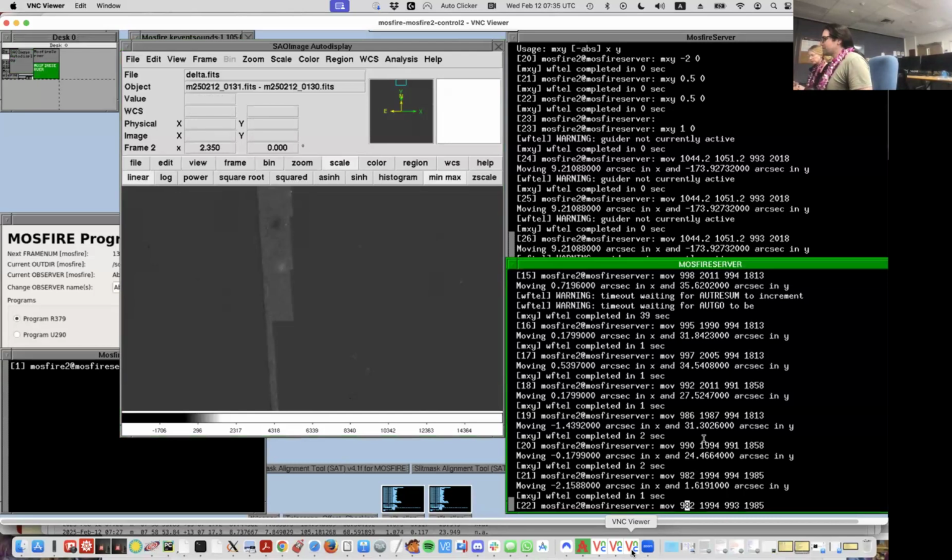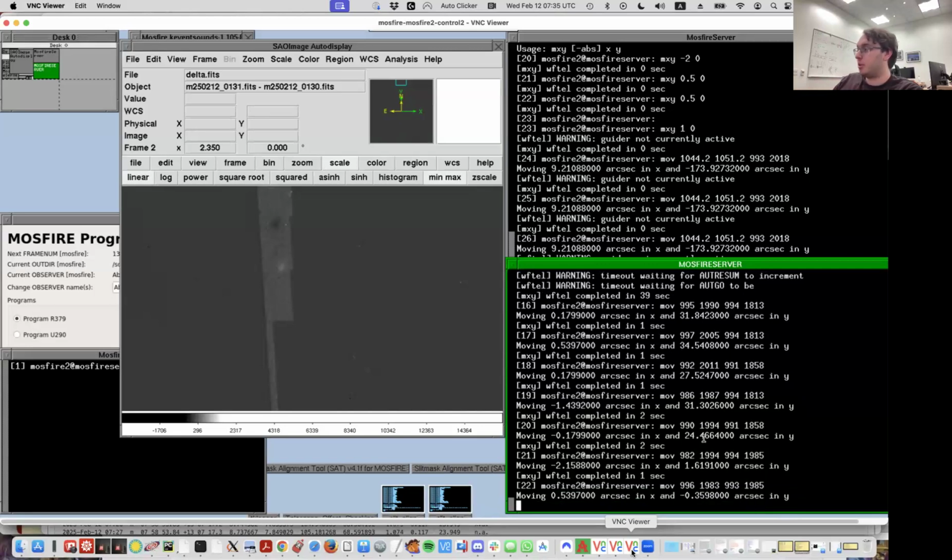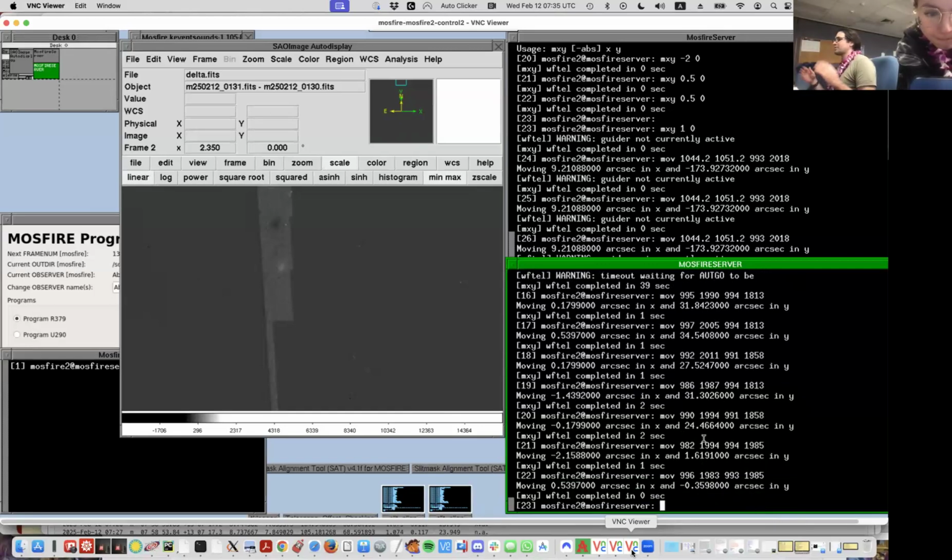No. So we want to move it to the special part here. So again, you have the numbers: 996, 1983. We want to move it to the special part. 993, 1985. Yeah, it sounds about right. That was what we had. Move it a bit left and a bit up, which should be exactly what we want, because we wanted to get away from that.